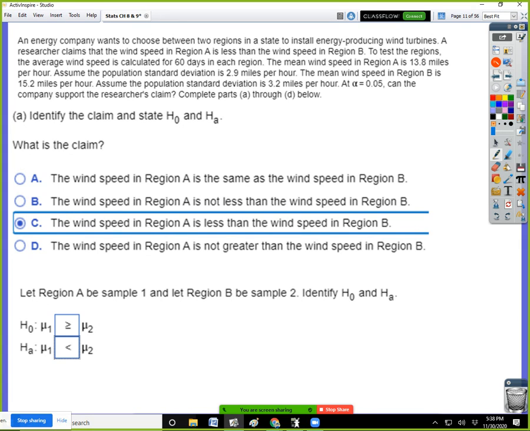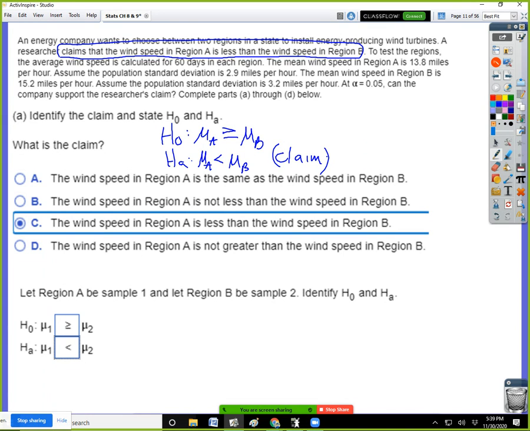Okay. So the researcher says that the wind speed in A is less than the wind speed in B. Okay, so the claim is H sub alternative, which is that mu sub A is less than mu sub B. That's my claim, right? Because it says less than. The other one, the original H sub 0, we always use H sub 0 and we check accept or reject H sub 0. Okay? So H sub 0 has to be the opposite of H sub A. So this has to be that mu sub A is greater than or equal to mu sub B.